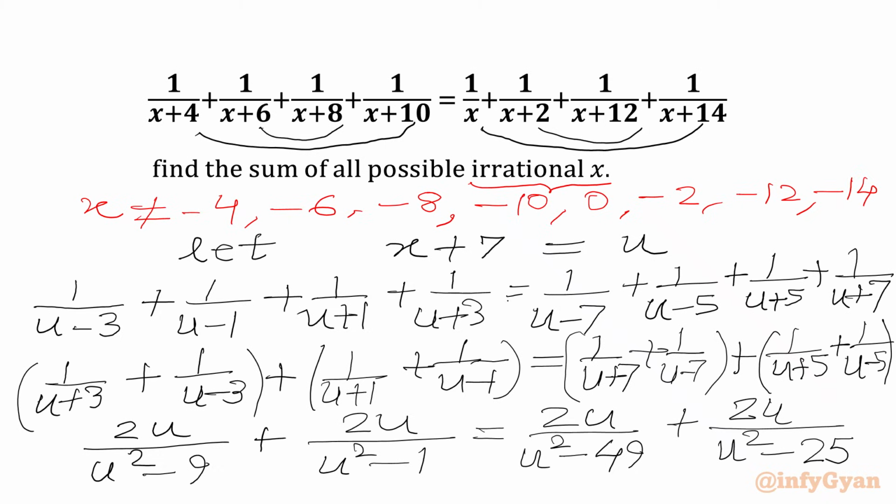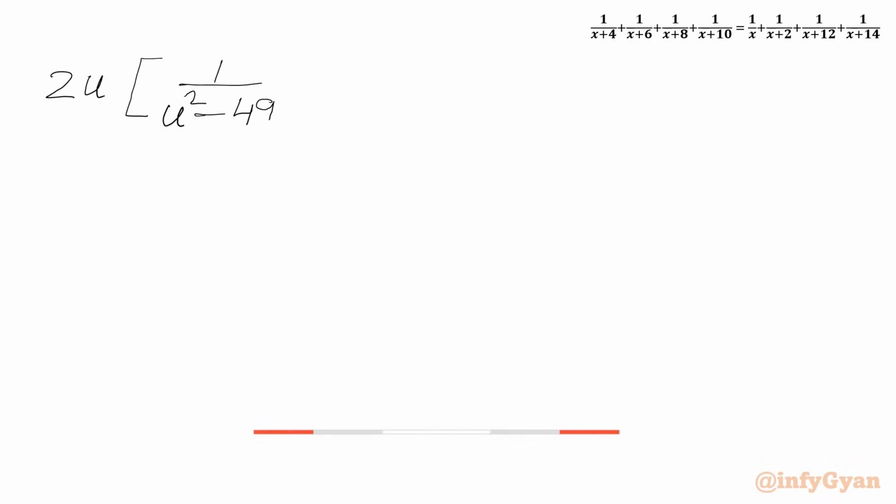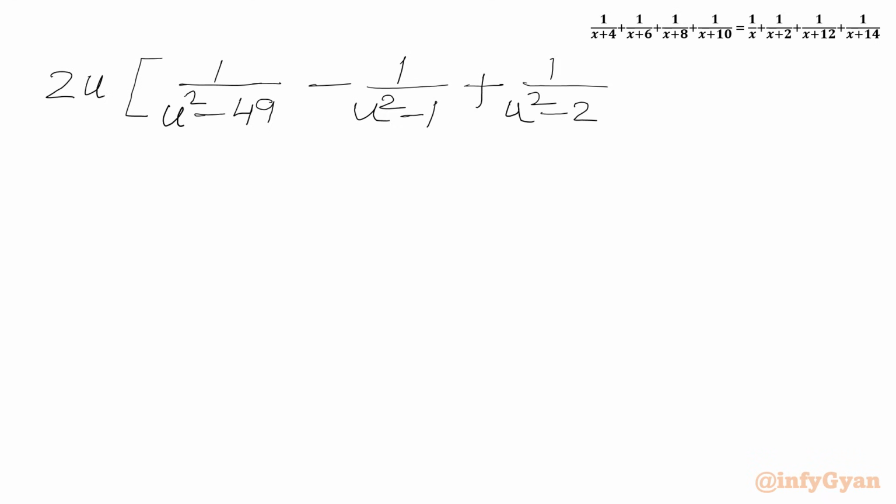Now we will take all the terms to the RHS, and there we will take 2u common from the numerator. So I can write here 2u is common in bracket: 1 over u square minus 49 minus 1 over u square minus 1 plus 1 over u square minus 25 minus 1 over u square minus 9 equal to 0. Now we can use the product 0 rule.